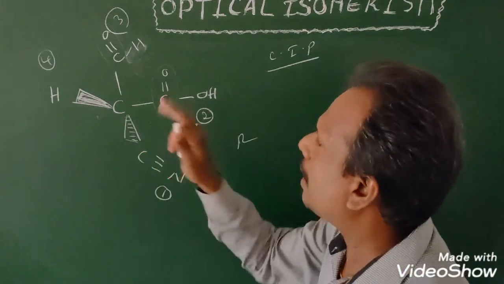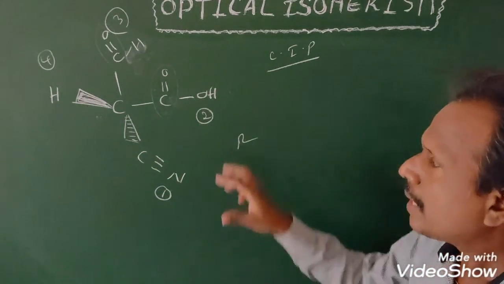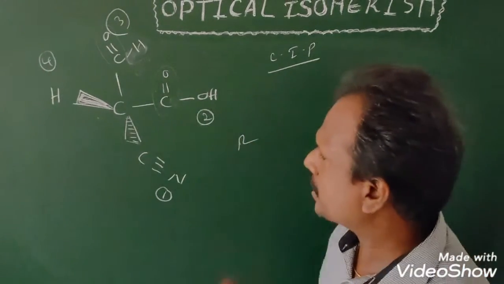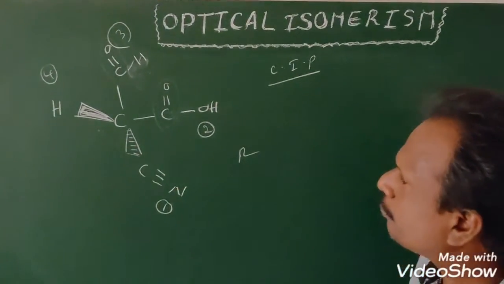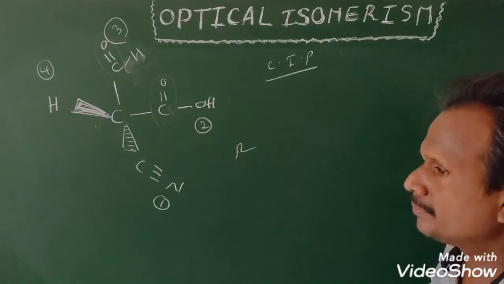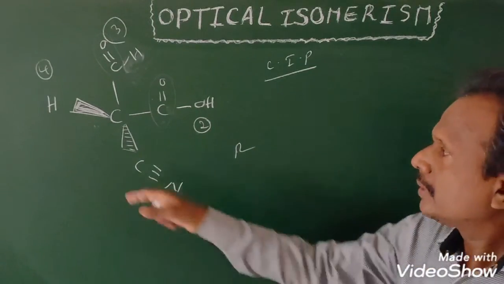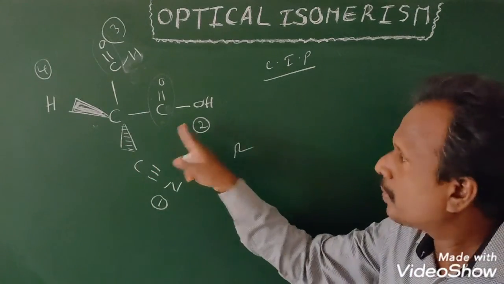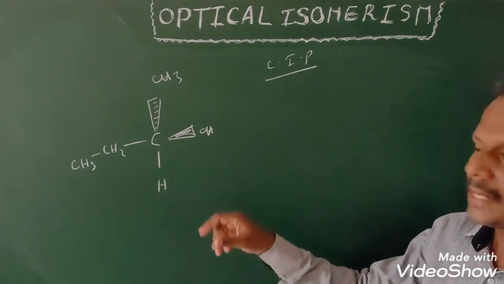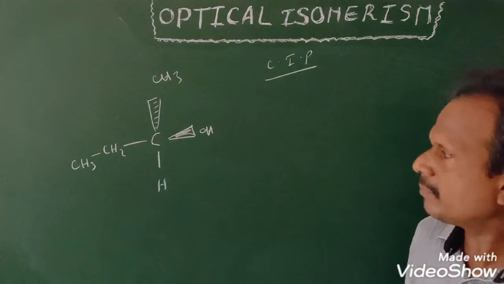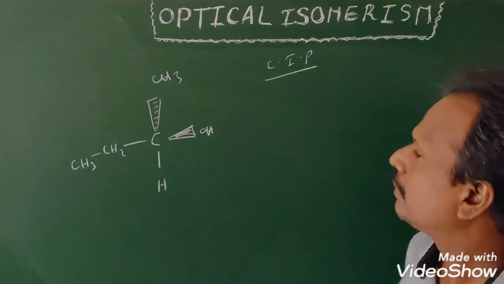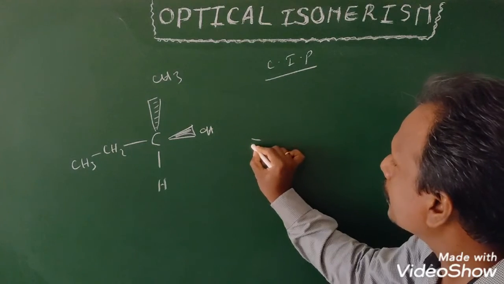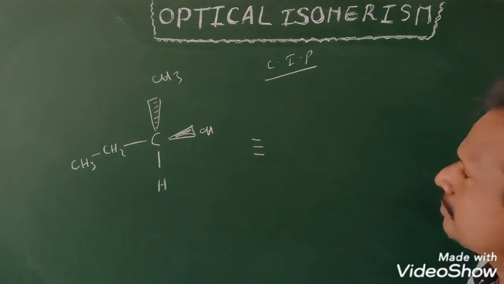Next trick. How can you change this wedge-dash projection to Fischer projection? It is the optical isomer represented in wedge-dash projection. How can you change this projection to Fischer projection? A simple trick is there.